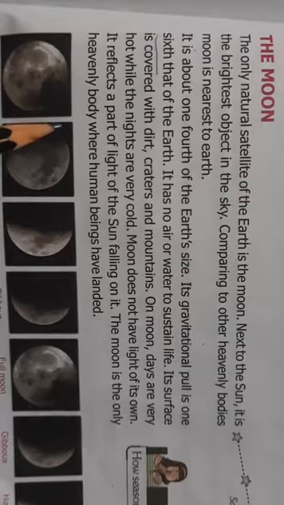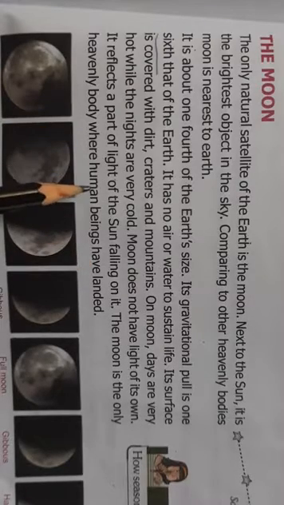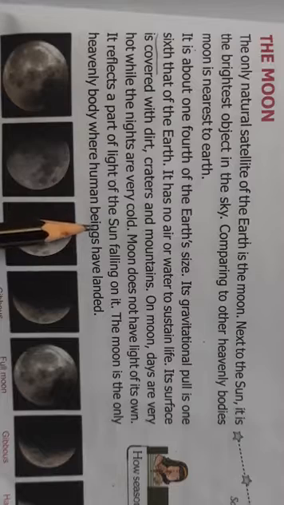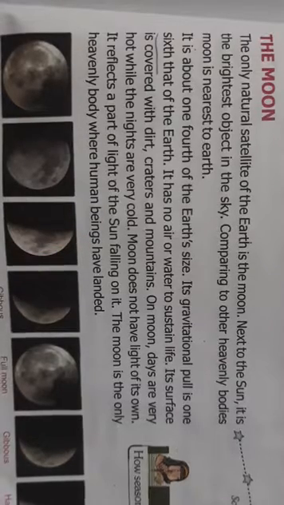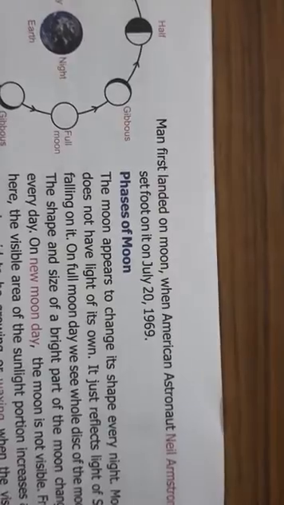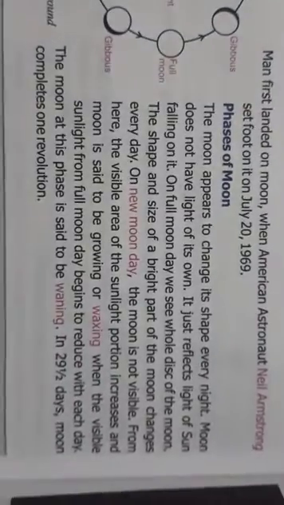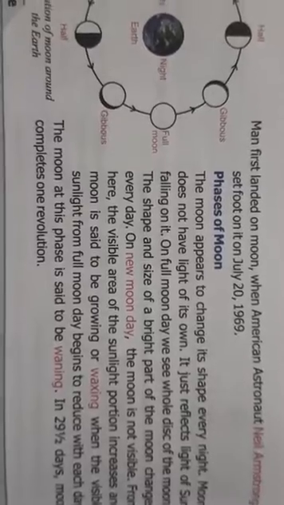Moon does not have its own light, it reflects a part of the light of the sun falling on it. And Moon is the only heavenly body where human beings have landed. You all know that. Then we come to the phases of the moon. The moon appears to change its shape every night.